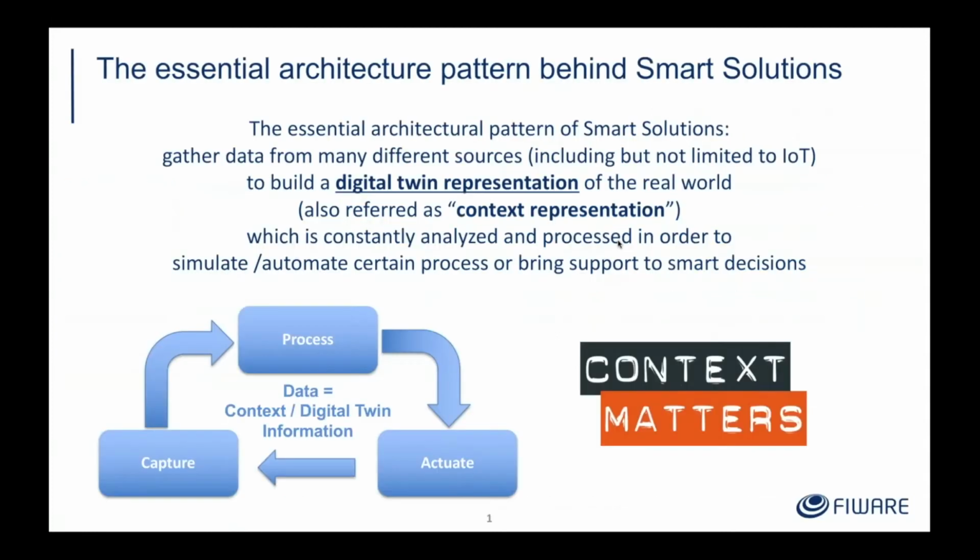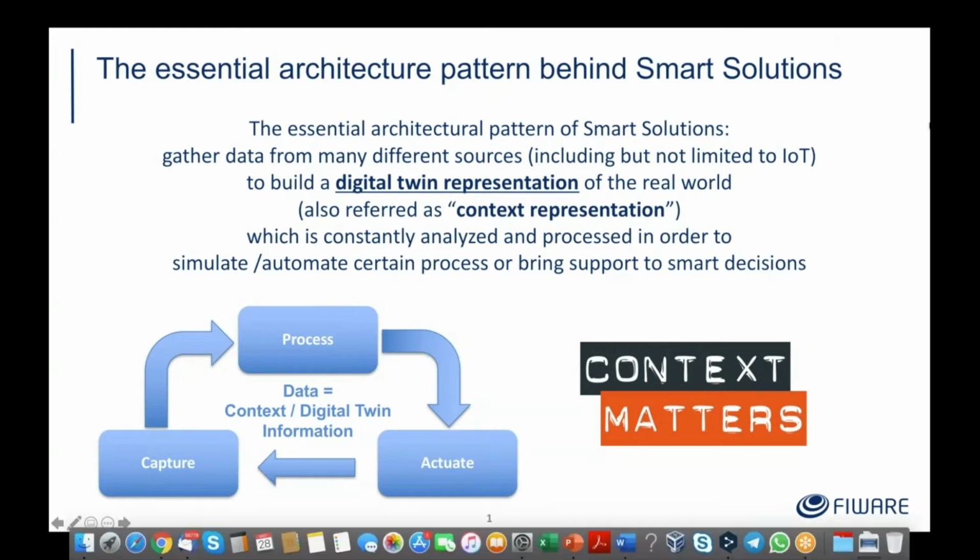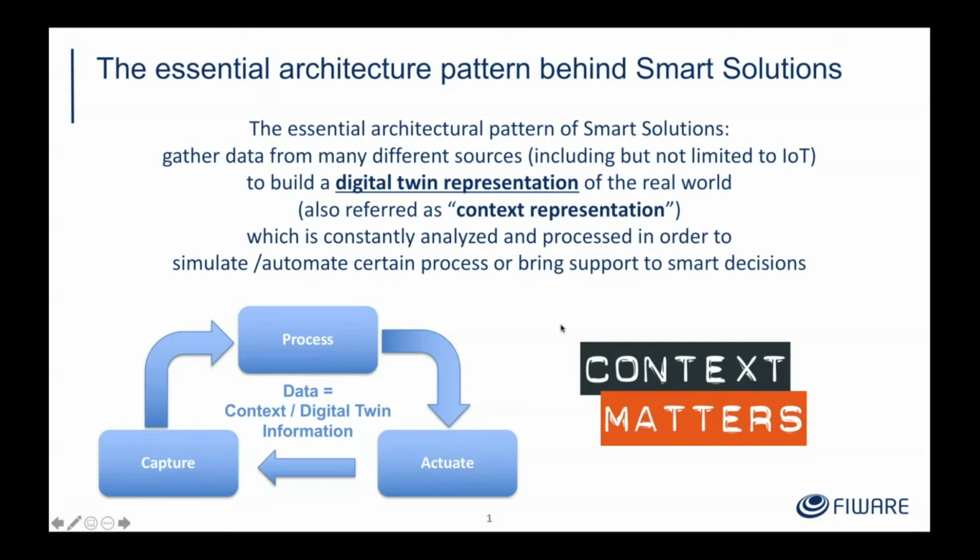And since we intend to bring support with these architectures to the development of smart solutions in different sectors, perhaps we have to first start with a question: is there a common architectural pattern we can talk about when we think about smart solutions? Well, we believe there is actually an architectural pattern.